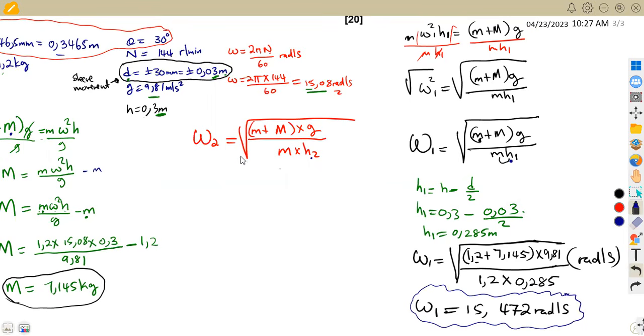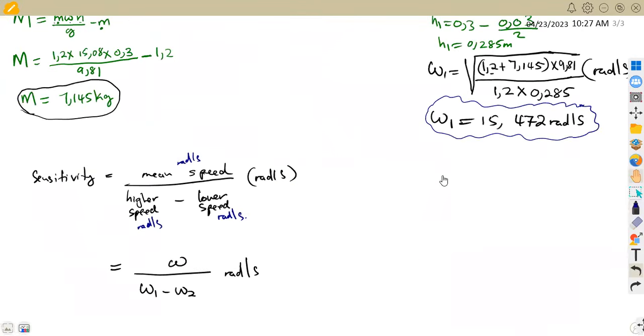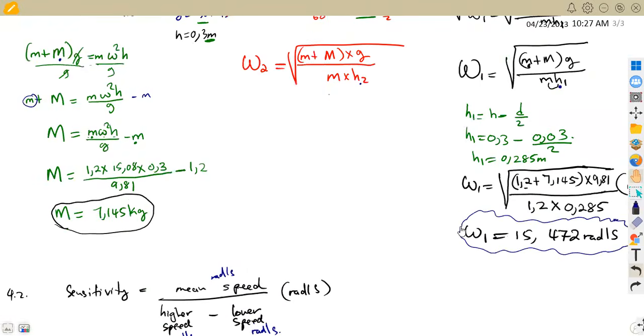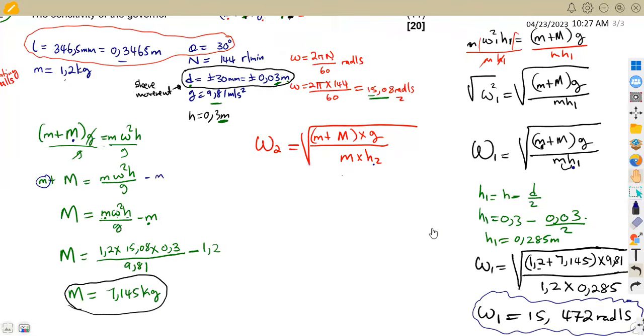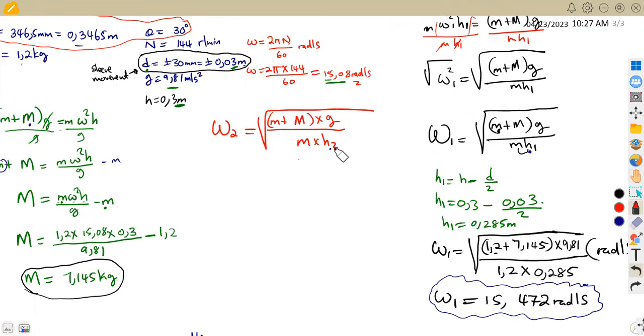We move on to calculate omega 2. That is the missing value now on our formula. Okay, where's my formula? Down here on my formula for sensitivity, the missing value is omega 2. Now we have this one, we have this one. So we need to calculate omega 2. Just like omega 1, omega 2 is going to be calculated from H2, which is the height after the sleeve movement.